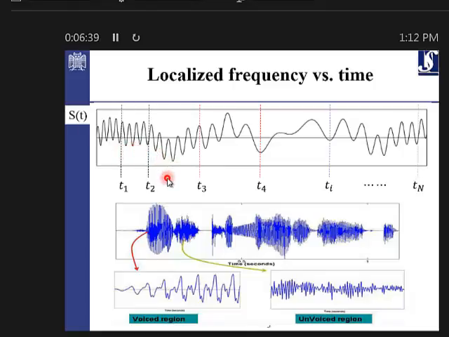Then if you put your looking window in the time interval between T2 and T3, you'll see that, well, it seems that the previous frequency is preserved.